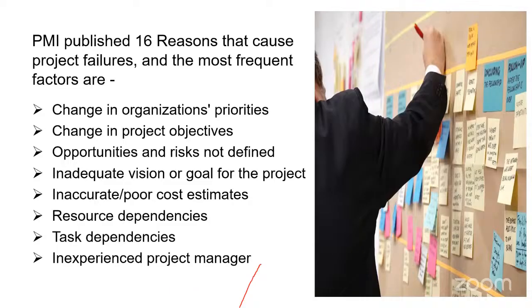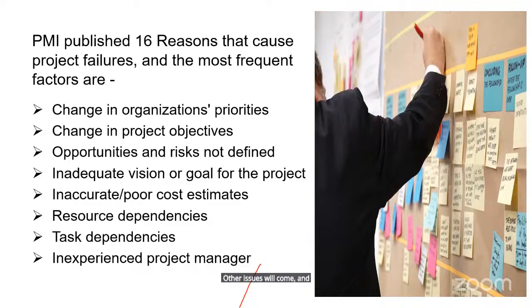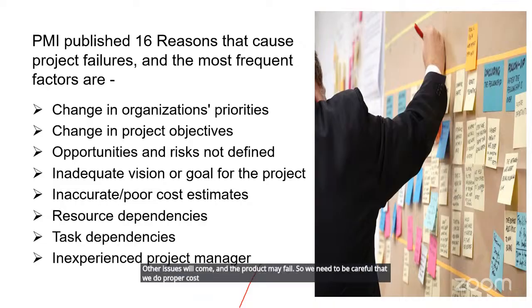The next aspect we need to look at is inaccurate or poor cost estimates. So we are estimating, but we don't estimate the cost properly. Then what happens? We have cost overruns. The management says this much only cost is allowed. You are using over the budget. Other issues will come and the project may fail. So we need to be careful that we do proper cost estimates.